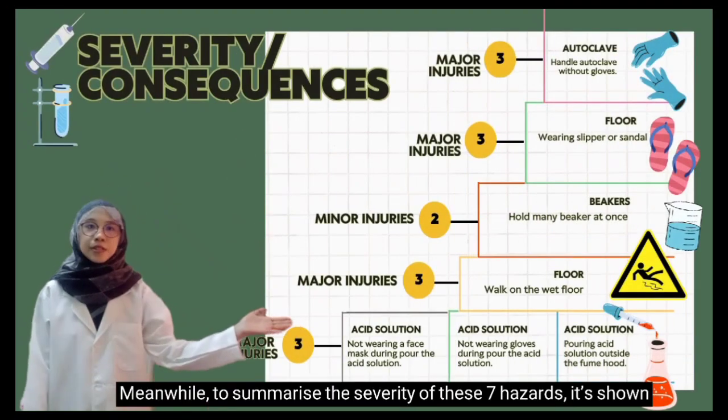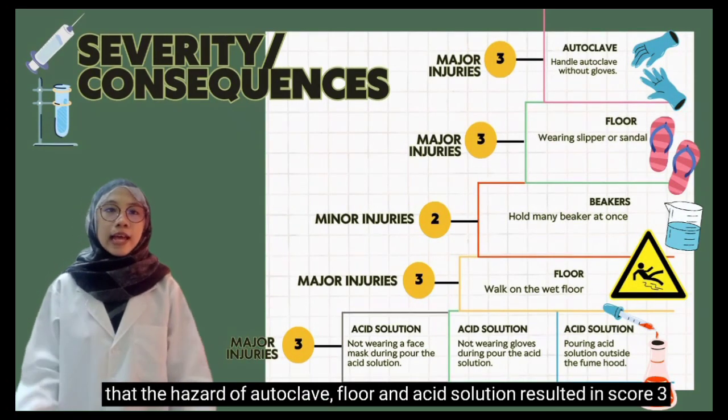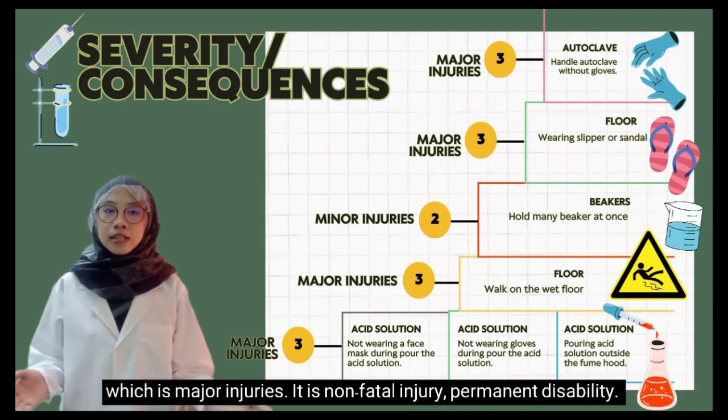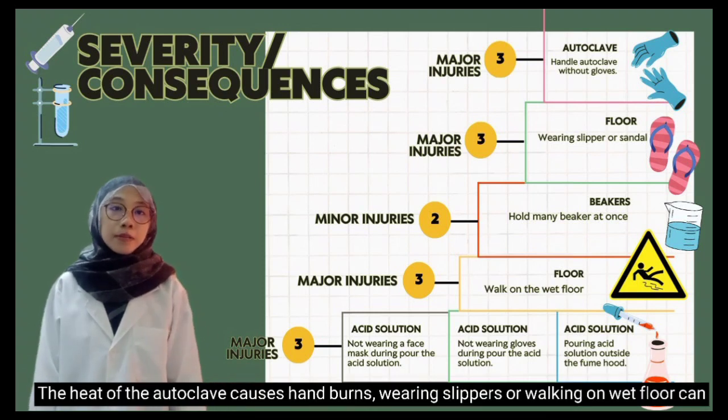Meanwhile, to summarize the severity of these 7 hazards, the hazards of the autoclave, floor and acid solution resulted in score 3, which is major injuries. It is a non-fatal injury, permanent disability. The heat of the autoclave causes hand burns.